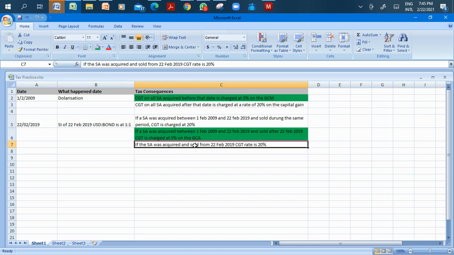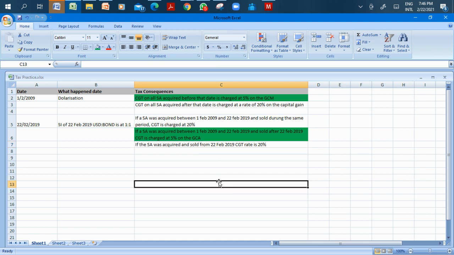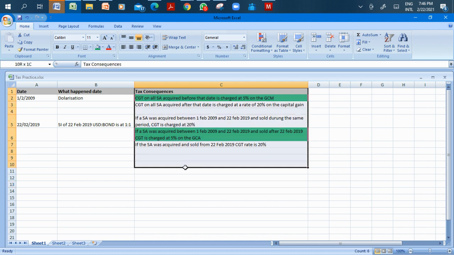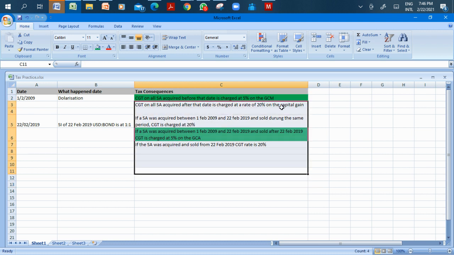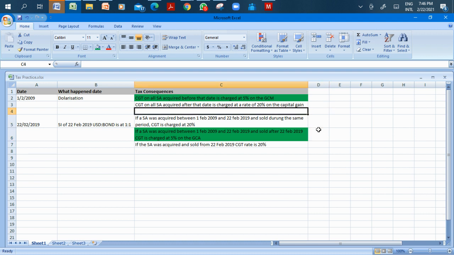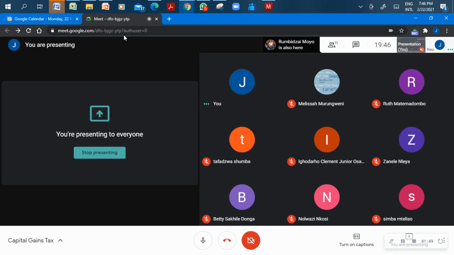Okay. Then, if the specified asset was acquired and sold from 20 February, there are no more distortions here. I think we are now officially using Zim dollar, and then the CGT goes back to 20%. I think you should be very careful on this one. That assignment was testing mostly these changes, and I know people were doing something else. Okay, so let me pause and ask if there are any questions on the rates of CGT.